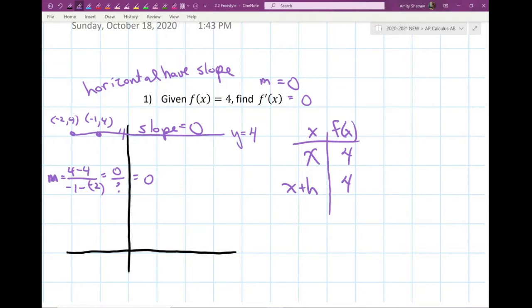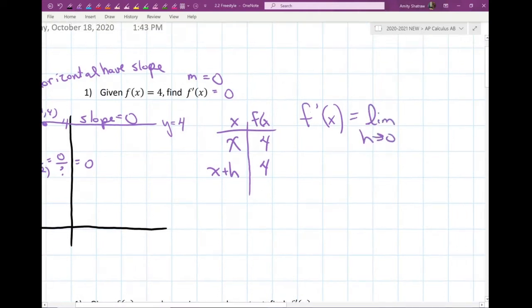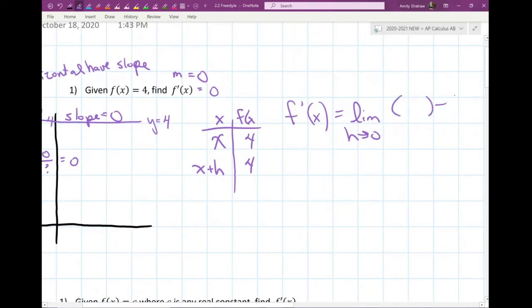Because y is constantly, the output is constantly going to be that 4. So my limit is the same thing as my derivative, f prime of x, which I'm going to write a little bit neater. f prime of x equals the limit as h approaches 0 of something minus something over something minus something, and this time I'm actually going to do something minus something.